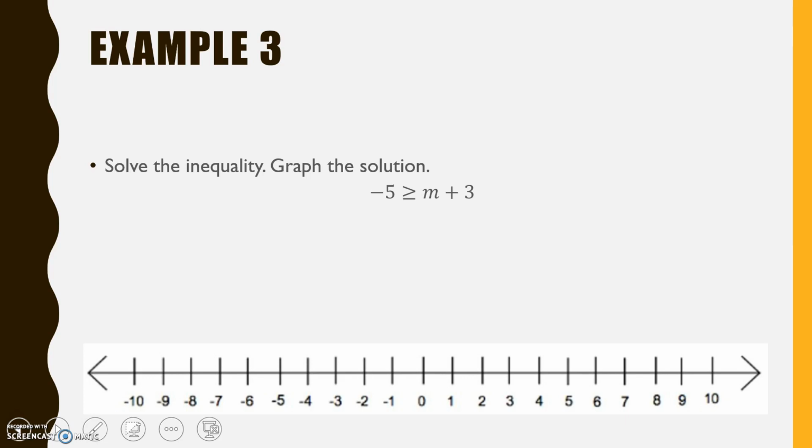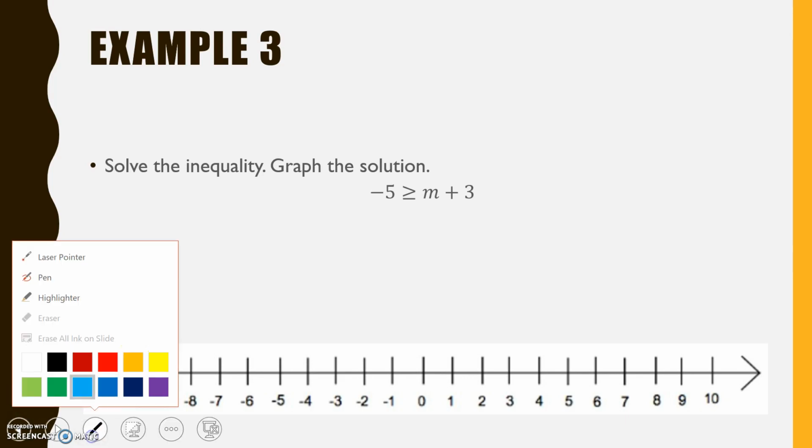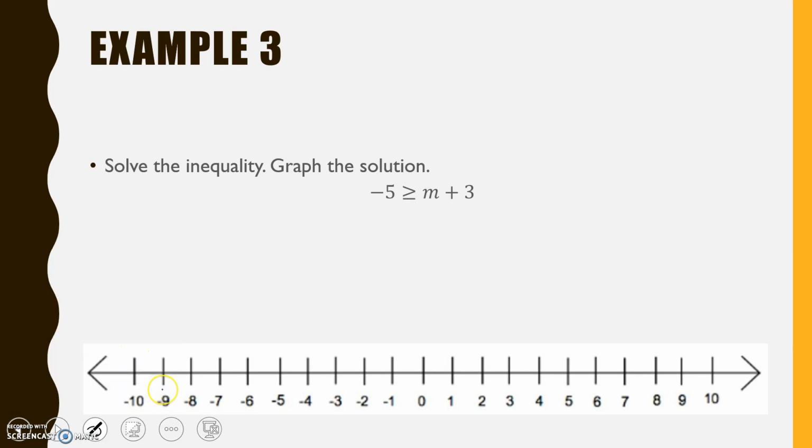All right. Solve the inequality, graph the solution. Same instructions as before. Negative 5 is greater than or equal to m plus 3. So we switch the order, and that's okay. But I want to draw my line, and then I have m plus 3. So I have to do the opposite operation. Even though the variable is on the other side, the same rules apply. I've got plus 3, so I have to do minus 3. I have to do the opposite. And I'm going to get negative 8 is greater than or equal to m.